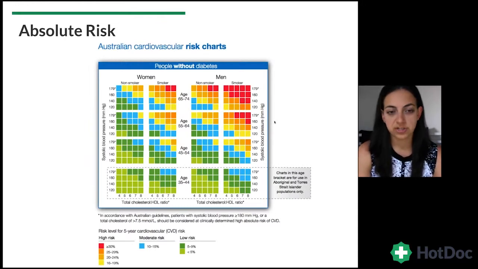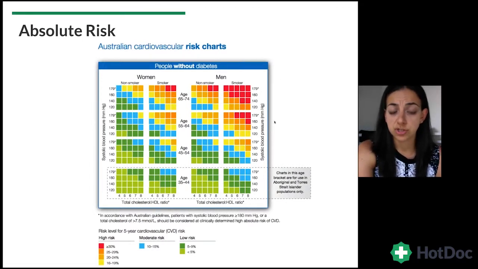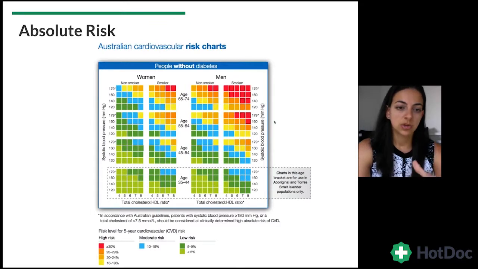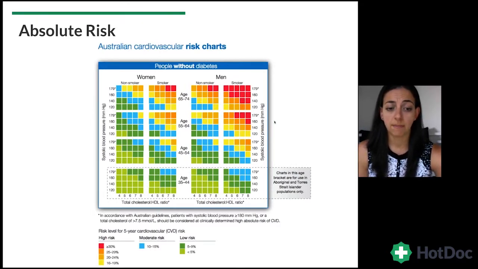Depending on the patient that you have in front of you, so we had that patient was a female, so it would be women. Then you have the option of non-smoker or smoker. So if this patient is a non-smoker, then we have a look at their systolic blood pressure on the left.